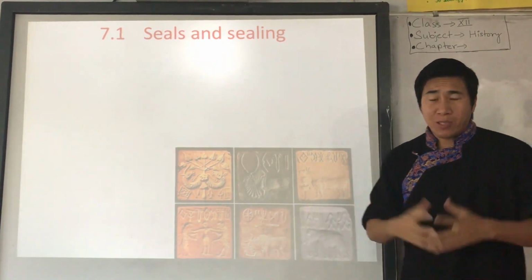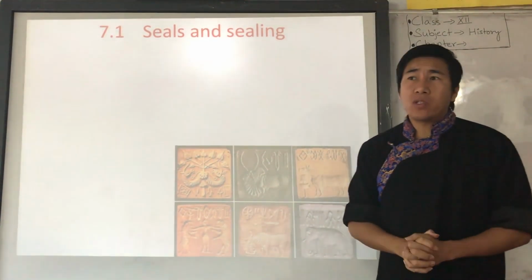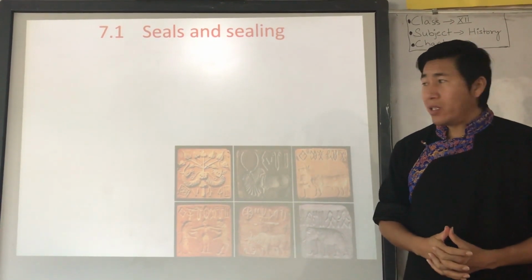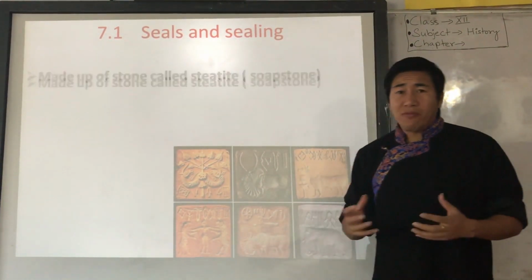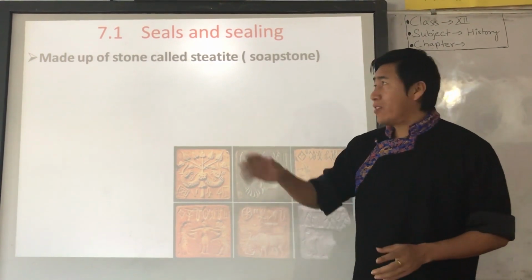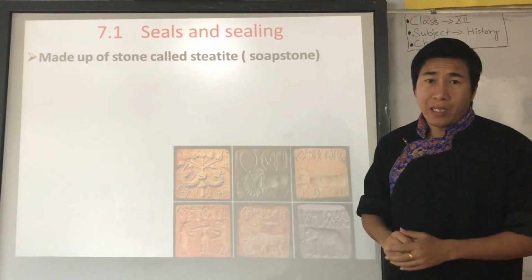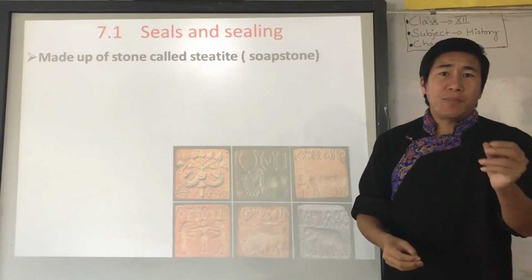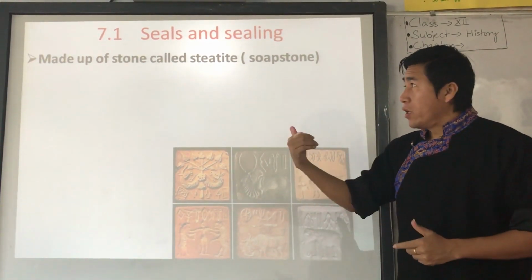See, as we discussed before, seal is one of the most important sources to reconstruct the Indus Valley civilization. Now, seals are made up of a stone called steatite, and we also call it soapstone. And this kind of stone is categorized under the sedimentary rock.